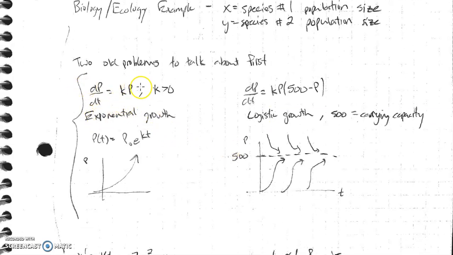dP/dt equals k times P with a positive k. You should know all the work for that. You should be able to do it in your sleep. That gives us P equals P-naught e to the kt, which is an exponential growth model.